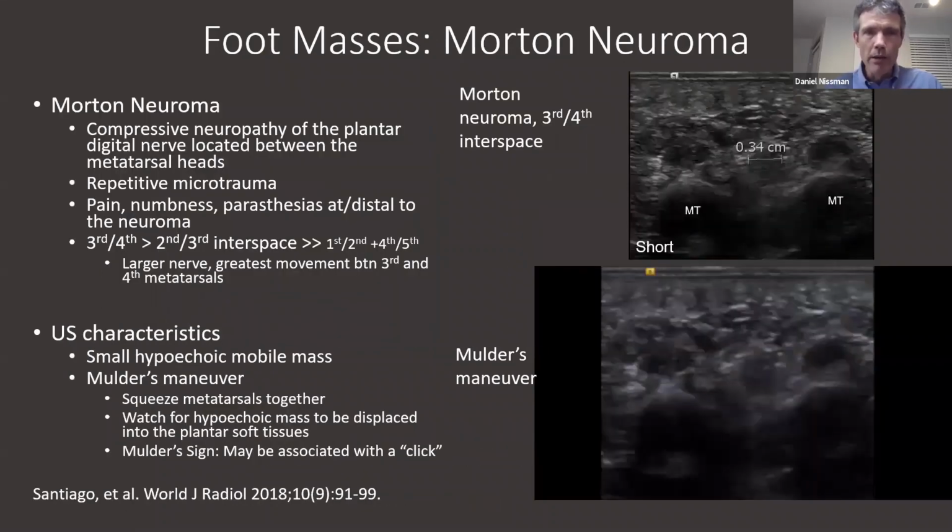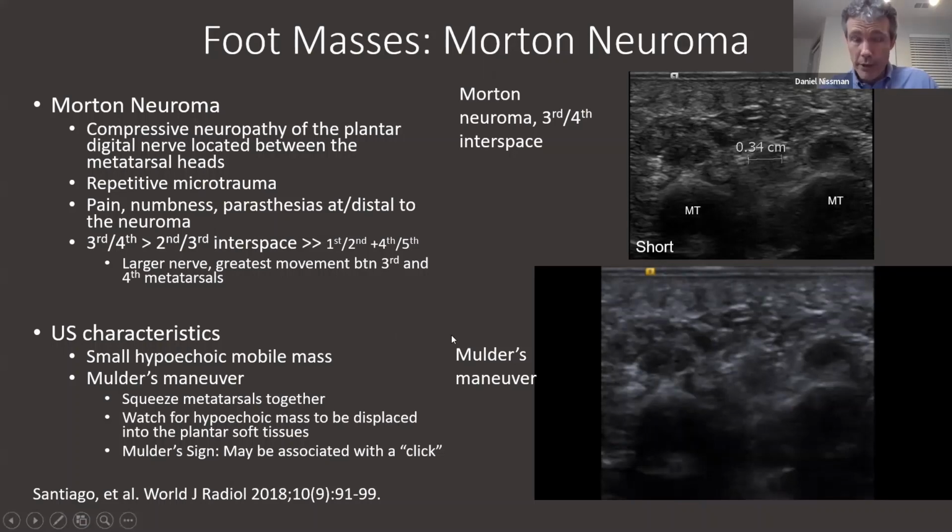Okay, Morton neuroma: compressive neuropathy of the plantar digital nerve, located between the metatarsal heads due to repetitive microtrauma. You get pain, numbness, and paresthesias at or distal to the neuroma. The third, fourth metatarsal interspace is by far the most common because the nerves are larger there and there's the greatest amount of movement between the third and fourth metatarsals.